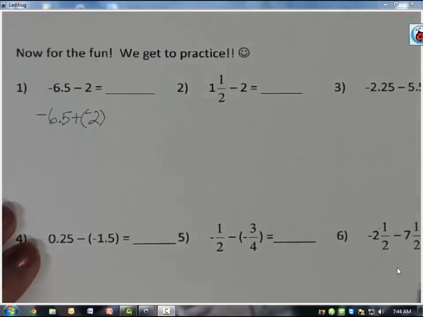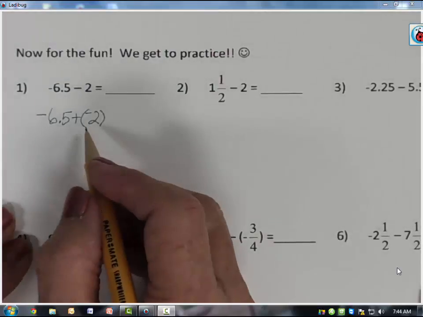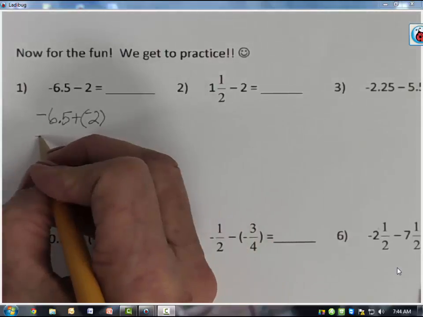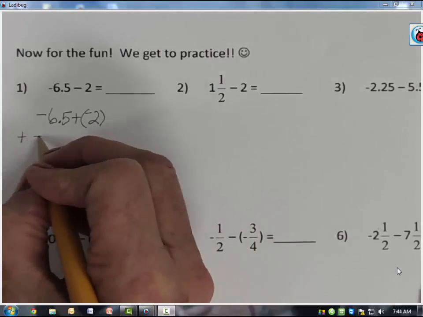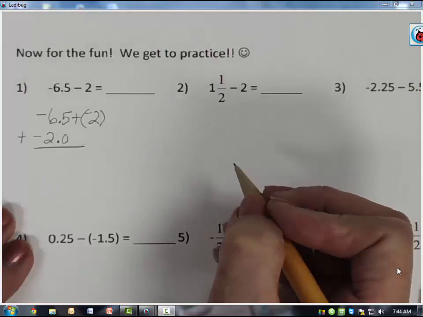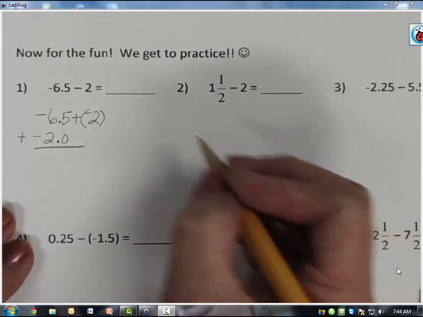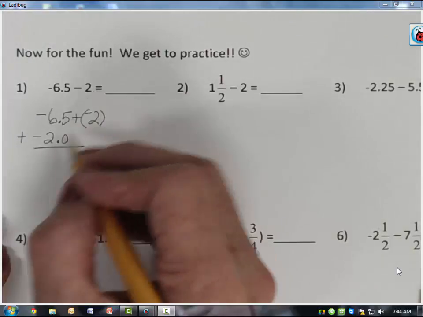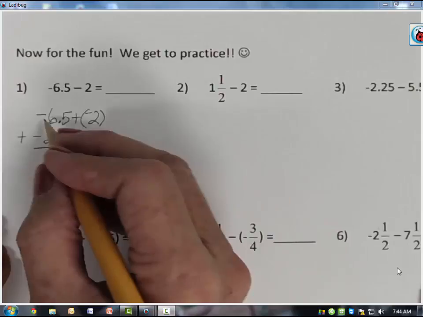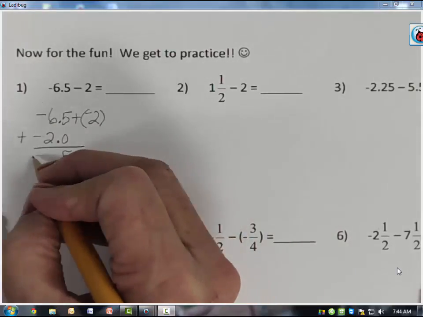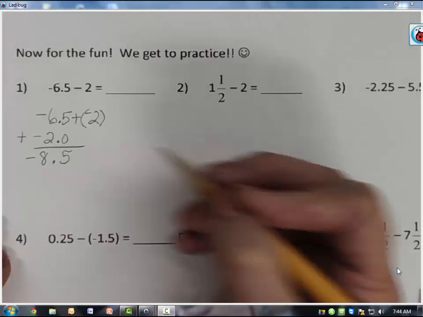So if we're going to add negative 2, now this is a decimal, so we have to line up the decimals. So we're adding it, so plus negative 2.0. Be sure you line up the decimals. If you have a whole number, it's just like dollars, right? The whole number 2 like $2. And then we're going to add these because they're like signs. So our answer is negative 8 and 5/10.